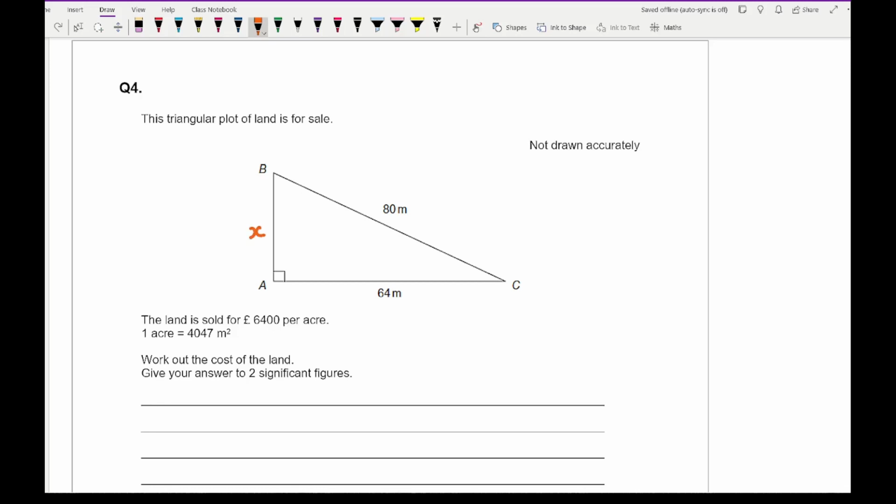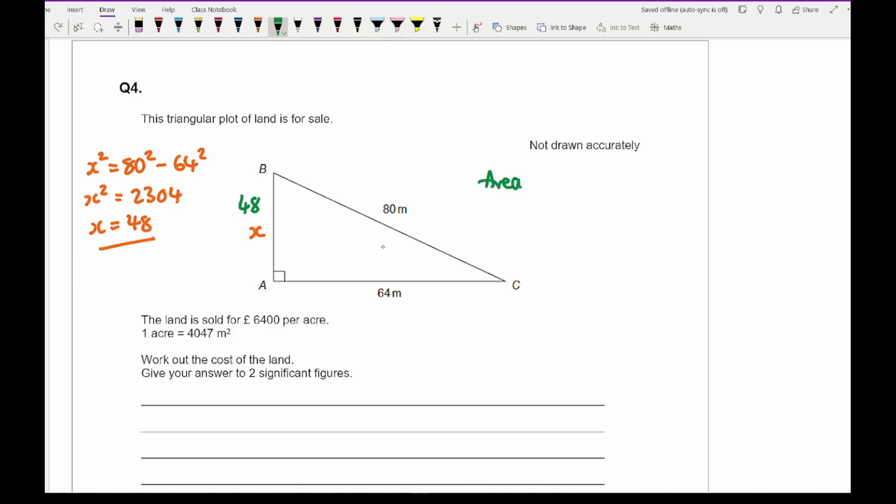So let's first of all work out what the height is, which is BA, which I'm just going to call x. So to work out x, I'm going to use Pythagoras, so it's going to be 80 squared minus 64 squared. And if I type that into my calculator, I get 2304. So x equals 48.